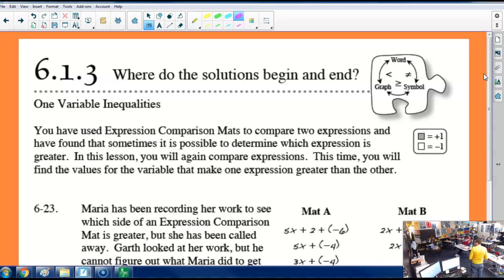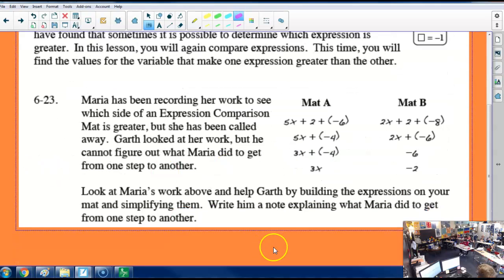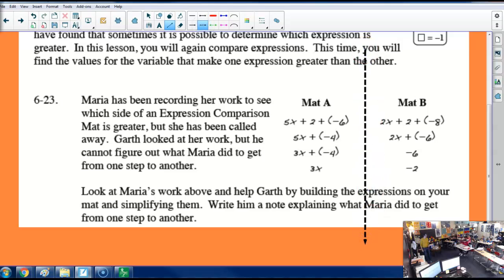We are moving on. So Maria, and this is on your paper, on your worksheet that I handed you. Maria's been recording her work to see each side of the expression comparison, right? So we've got mat A compared to mat B. If you want, like I do, I would draw a little dividing line between these. Mat A and mat B are normally split, right? So I would draw a little dashed line or something.